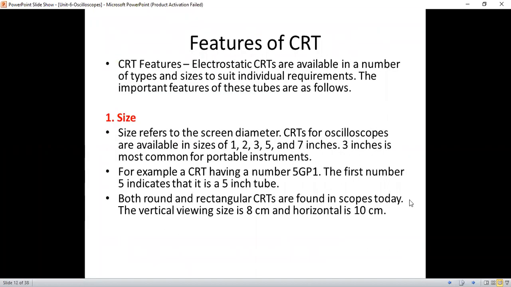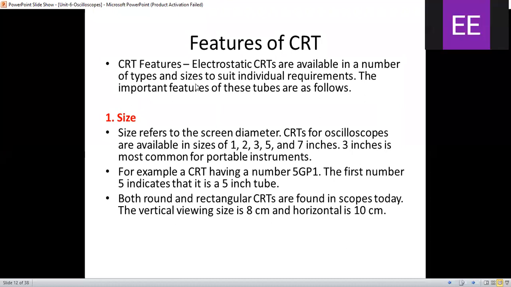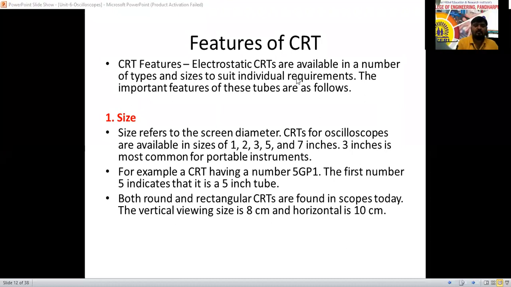So we'll go for the next features of CRT here now. I told you the heart of the CRO is the CRT only, that is the cathode ray tube. So what are the features of this one, we have to discuss here now.